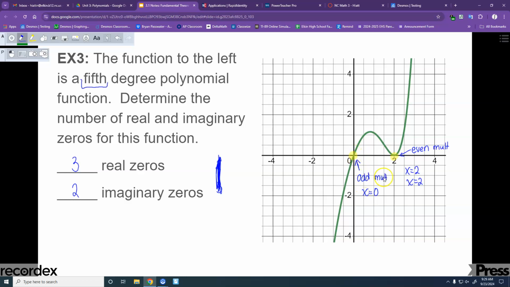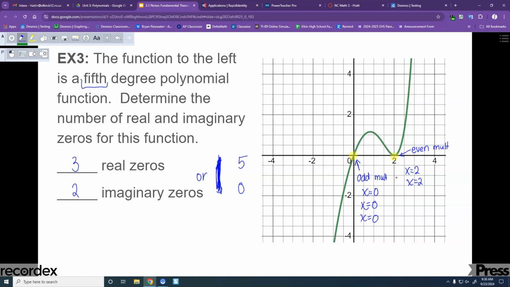When I see this as odd multiplicity, it could just be there one time. What's another option? What's the next biggest odd number we could have? We could have 1, or we could have, that would not be the next biggest odd number. What odd number comes after 1? 3, right? So, that could be there 3 times. We could have a multiplicity of 3. So, you could have 5 real zeros and 0 imaginary zeros. That's the option for that.